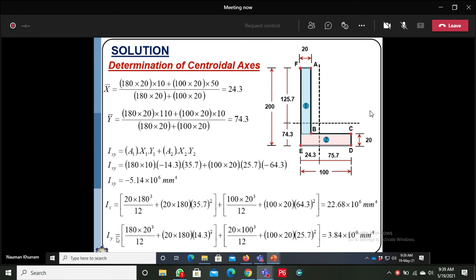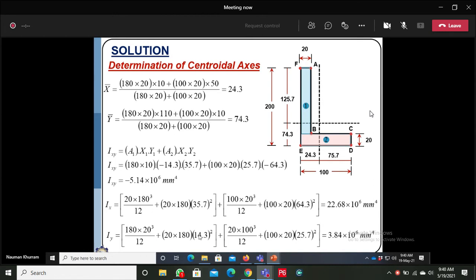Similarly, you may compute the moment of inertia about the y-axis. The moment of inertia of area 1 about its y-axis will be 180 into 20 cube, because we are computing about the y-axis. And then area 1 into the difference between the y-axis of area 1 and the y-axis where we want to transfer the moment of inertia, which is 14.3. So here you need to substitute this value as positive.